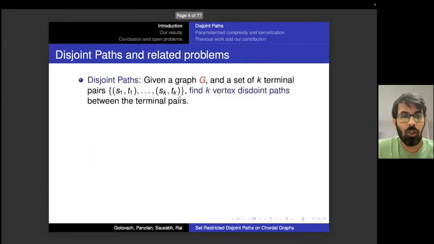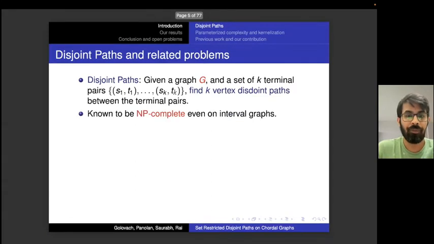So first, let's talk about the disjoint paths problem. In the disjoint paths problem, we are given a graph G and a set of k terminal pairs S1, T1 to Sk, Tk. And we are asked whether there exist k vertex disjoint paths between the terminal pairs. So what we want to do is find k paths P1 to Pk such that P1 is a path between S1 and T1, P2 is a path between S2 and T2, Pk is a path between Sk and Tk, such that P1 to Pk are vertex disjoint.